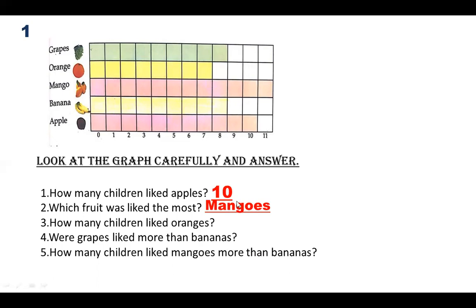Next, how many children liked oranges? Sorry, oranges. Here see how many? 7. 7 children liked oranges.